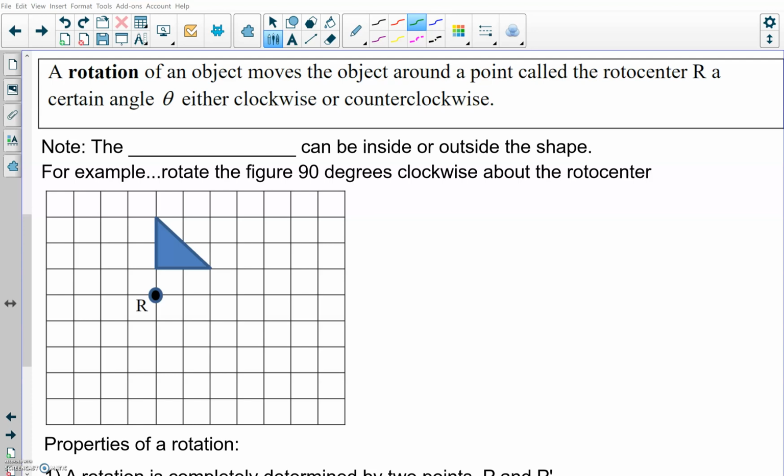Part 2 for section 10.1. So we left off with the translation, the slide. Now we're going to look at a rotation.